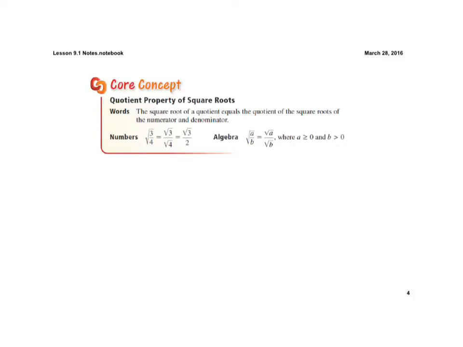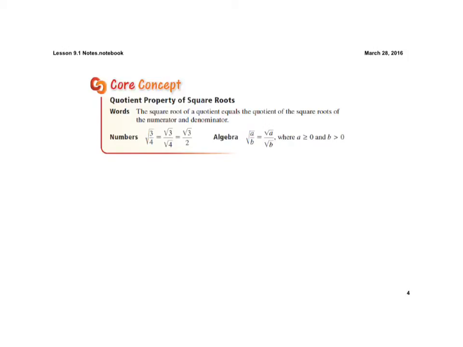Alright, now we're going to look at the quotient property of square roots. The quotient property just states that the square root of a quotient equals the quotient of square roots. So again, if we look at the first example with numbers, the square root of 3/4 can be rewritten as the square root of 3 all over the square root of 4, which equals the square root of 3 all over the whole number 2.